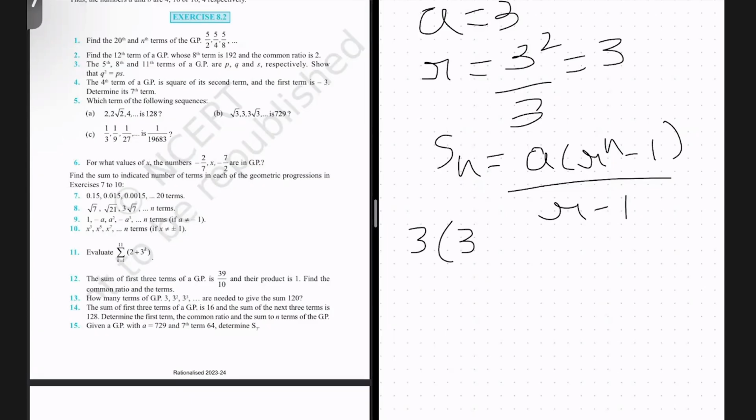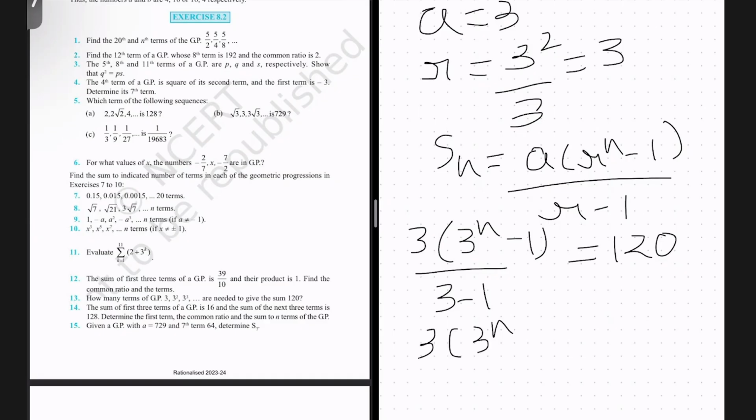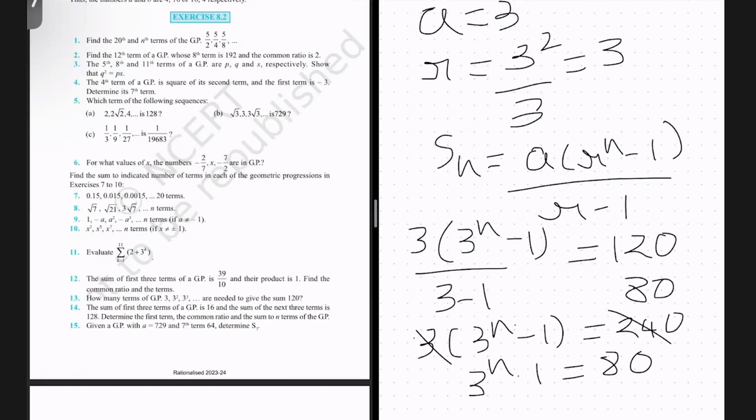R is also 3. So 3 times (3 raised to the power n minus 1), and in the denominator you have 3 minus 1, and this entire term is equal to 120, right? Multiplying both sides by 2, you get 3 into 3 raised to the power n minus 1 equals 240. 3 and 3 get cancelled. This becomes 80. So you have 3 raised to the power n minus 1 equal to 80.